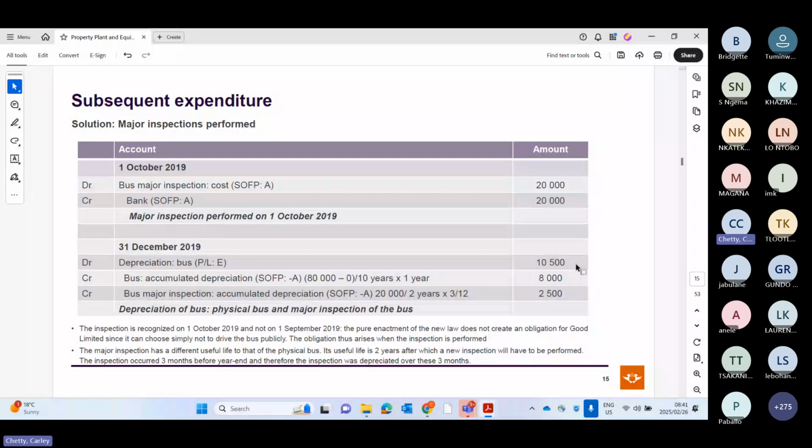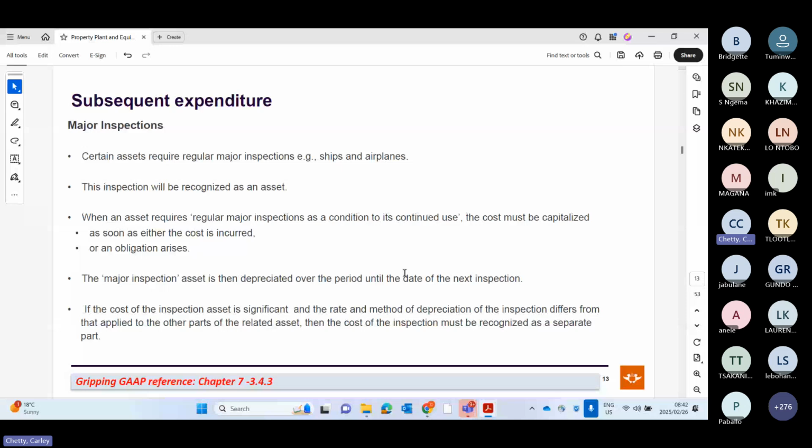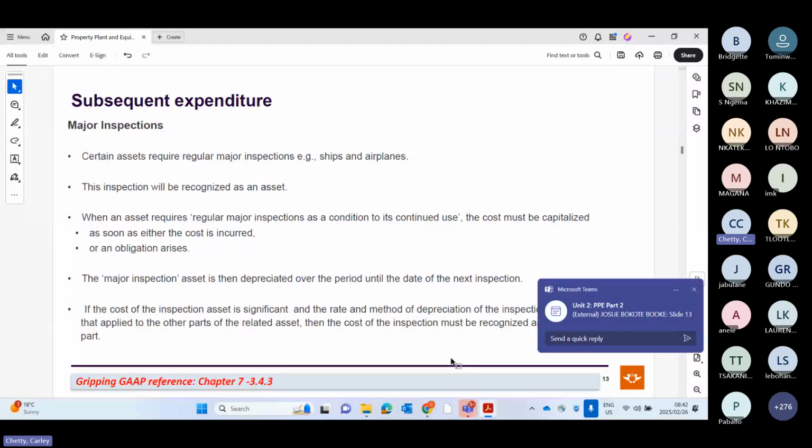A student is asking, how is an inspection an asset? Remember I told you, if we go back to the slide, when an asset requires a major inspection, the major inspection must be recorded as an asset. So read this slide. When the cost of the inspection is significant and the rate and method of depreciation differs from the other parts, then we need to record the inspection as an asset and we need to depreciate it.